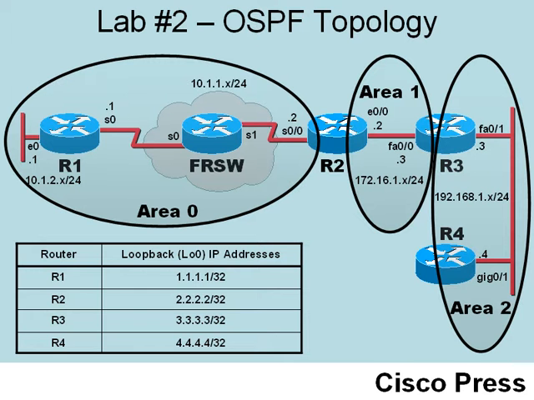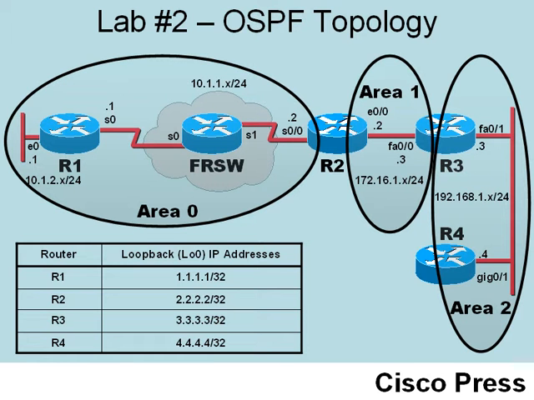The router ID is going to be the highest IP address on any active interface. However, if we have configured a loopback interface, the loopback interface's IP address is going to be the router ID. And the table on screen shows you how we are influencing the router IDs.